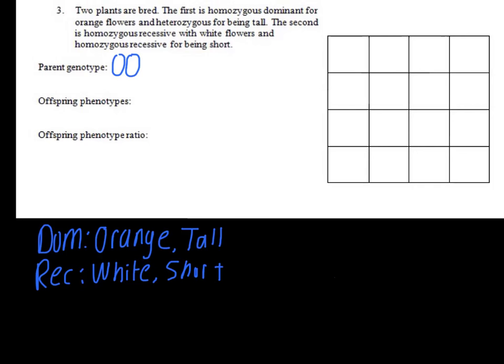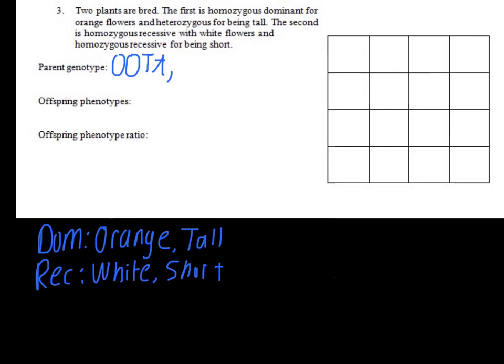For the next part of this one, it says it's also heterozygous for being tall. So we're actually going to write down 4 different letters for this parent. Since it's heterozygous for being tall, we know the prefix hetero tells us it's different. That means it has one dominant allele and one recessive allele. So the end of this one's genotype is capital T, lowercase t.